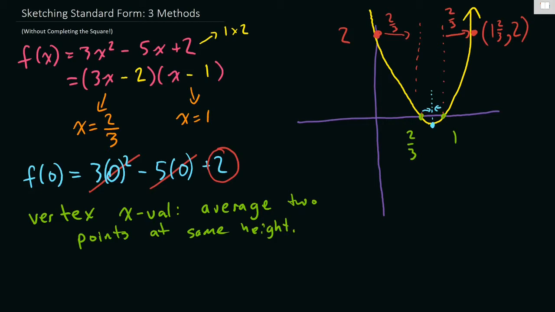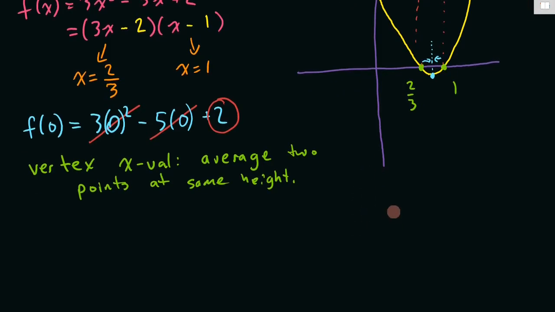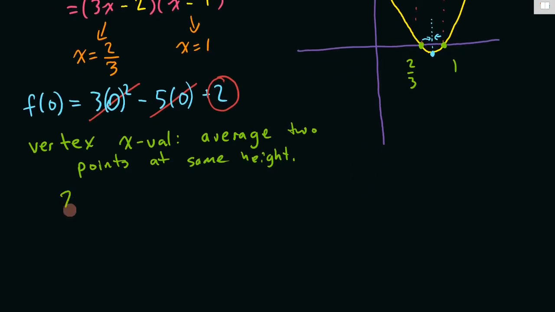And in this case, the most convenient ones are going to be our two x-intercepts, the 2/3 and the 1. So to average those two values, we're going to need to add them up, 2/3 plus 1, and divide by 2. So 2/3 plus 1 we're going to need to turn into 3/3. So 2/3 plus 3/3 is 5/3.